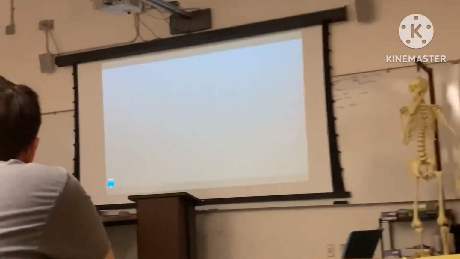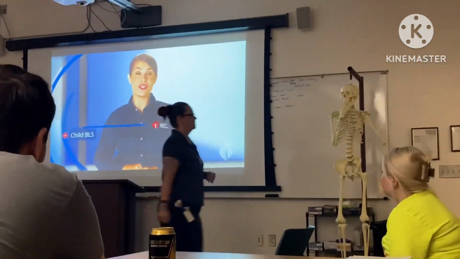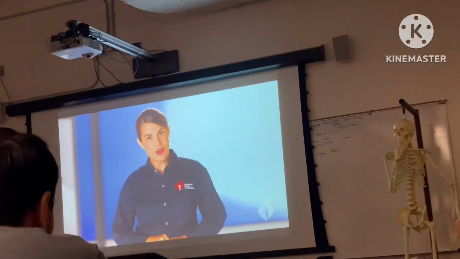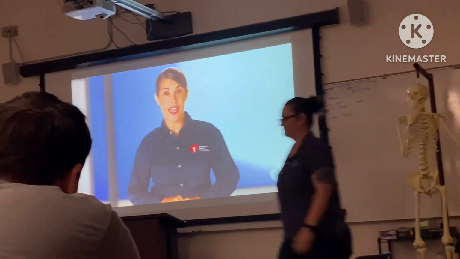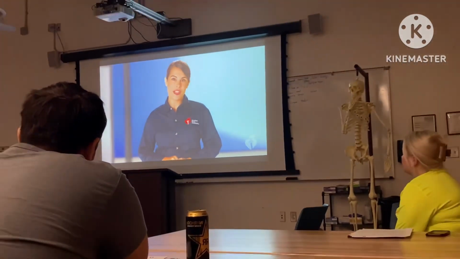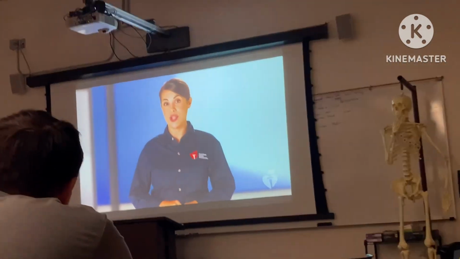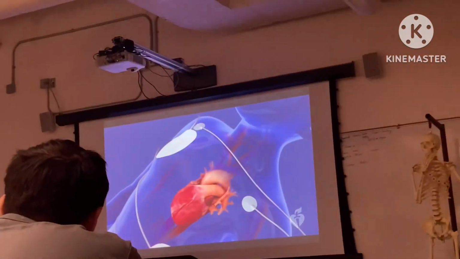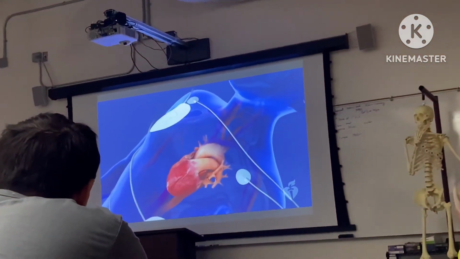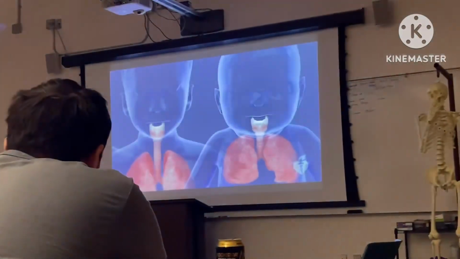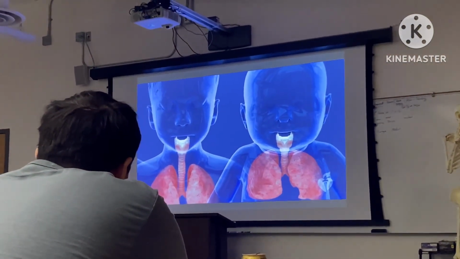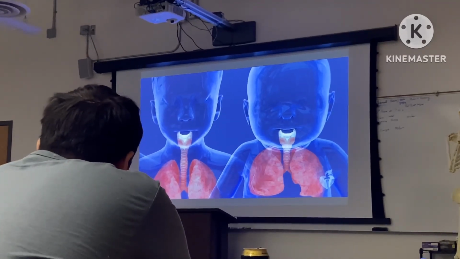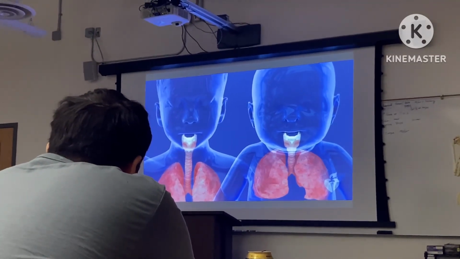Alright, so BLS. Let's discuss BLS for children. It may be difficult to imagine a child being a victim of cardiac arrest, but it certainly happens. Pediatric cardiac arrest isn't as common as adult cardiac arrest. In adults, the cause of cardiac arrest is often cardiac related, but in children and infants, cardiac arrest is often due to respiratory problems, such as airway obstruction, drowning, opioid overdose, or seizures.